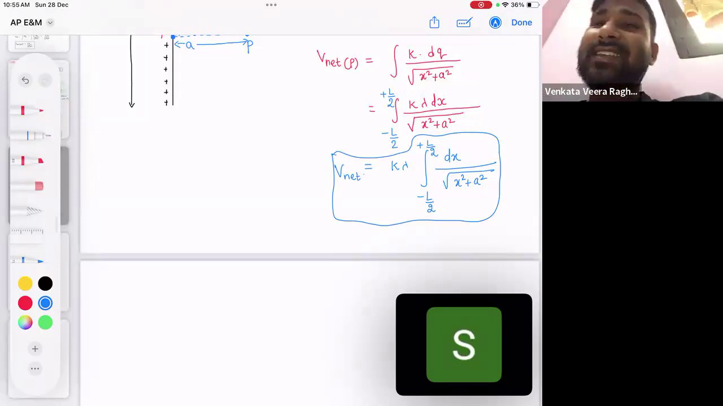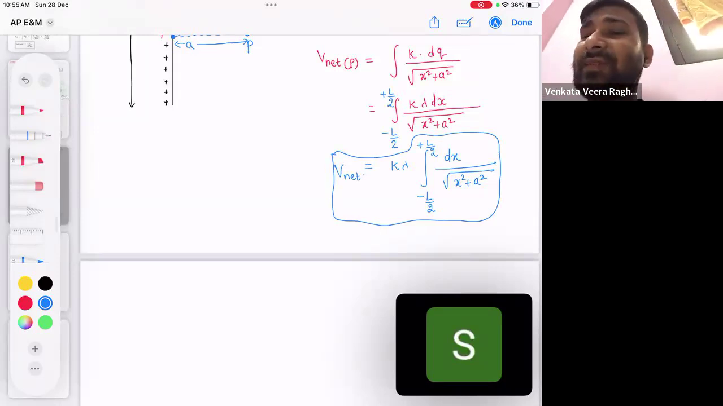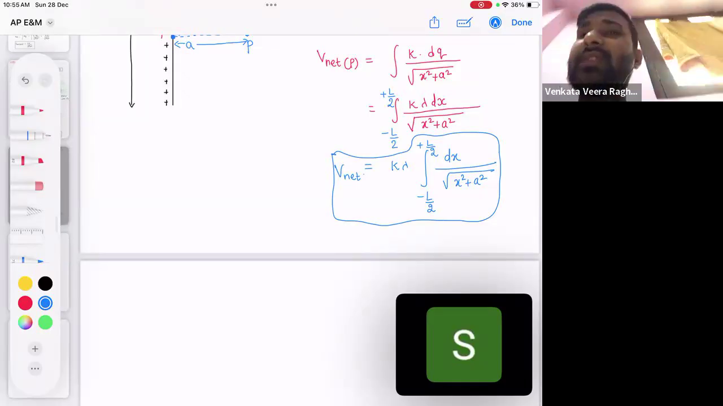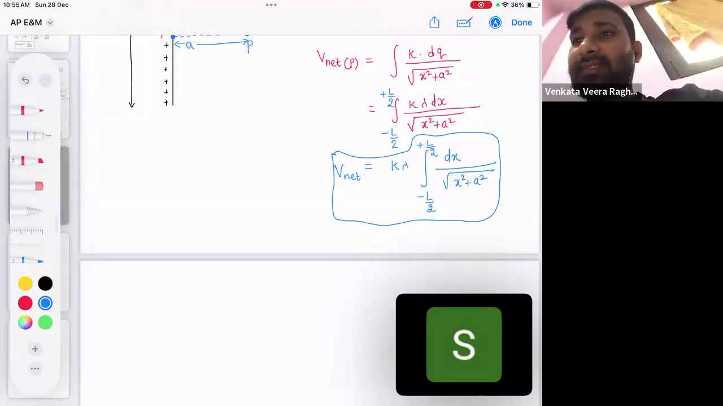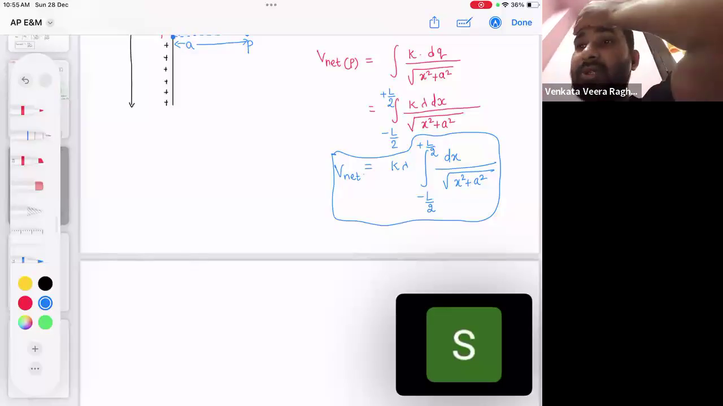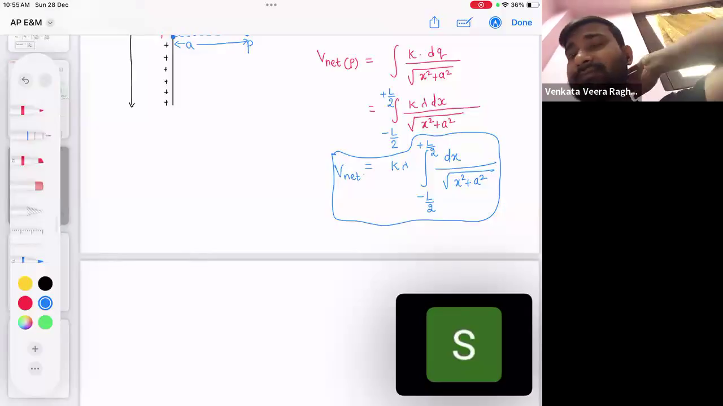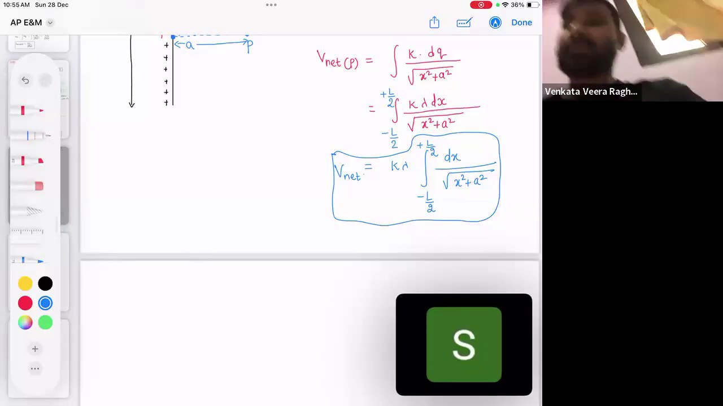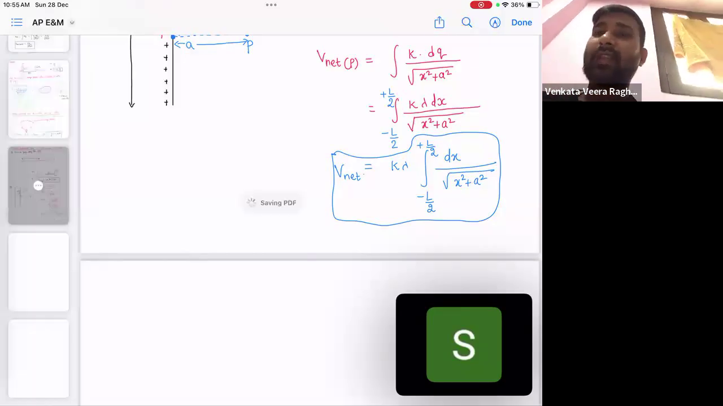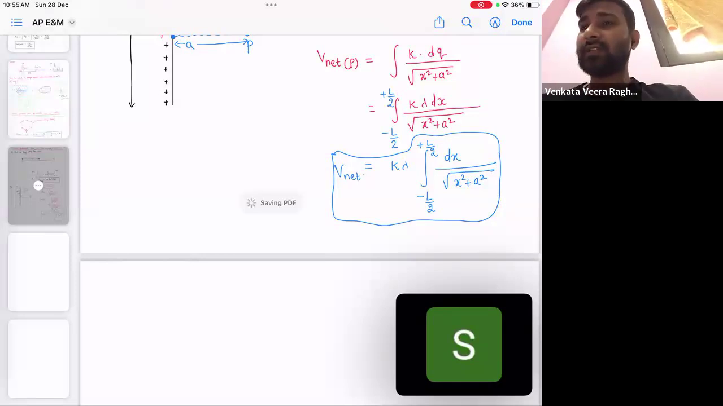Can you do this integration? dx by under root of x square plus a square. You have to do the substitution twice. Remember this integration? Anyone remember it? We have to do the substitution twice in this question. Clear? So please do this integration once.